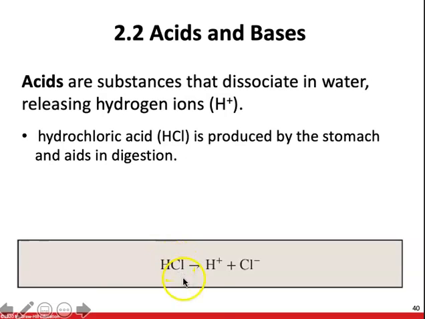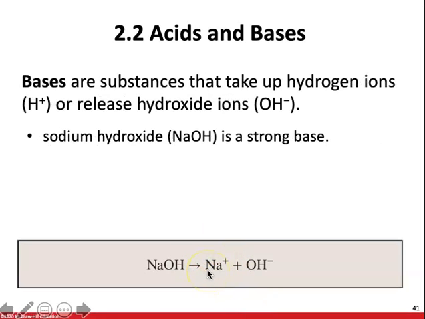For example, hydrochloric acid is produced by the stomach. It aids in digestion. And when you mix hydrochloric acid and water, it's going to break up into hydrogen ions and chloride ions. This is how we define an acid, as a molecule that breaks apart to release hydrogen ions. So acidic solutions like lemon juice, tomatoes, and coffee all dissociate in water and release those hydrogen ions. The acidity of a substance depends on how fully it dissociates in water. Strong acids dissociate fully in water. Weak acids only dissociate partially.